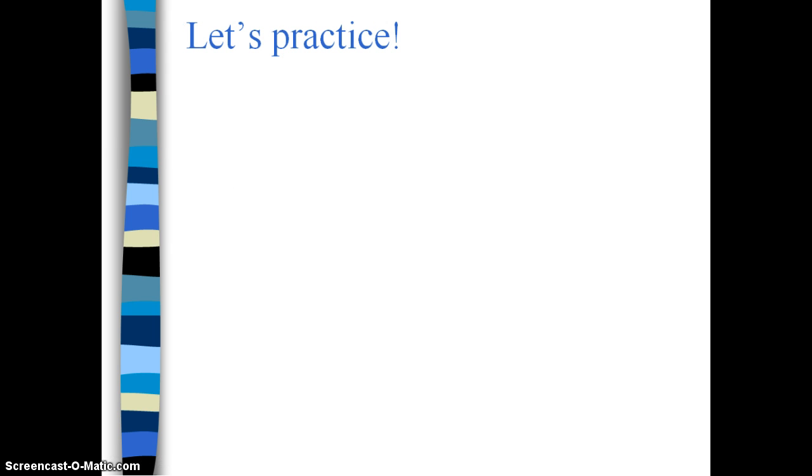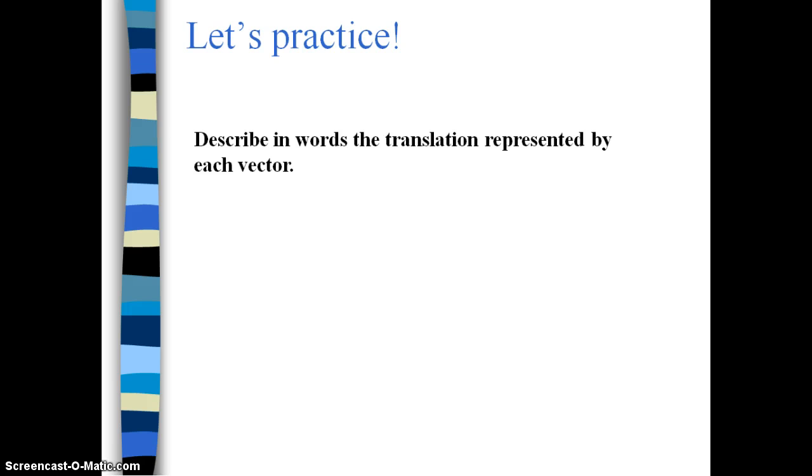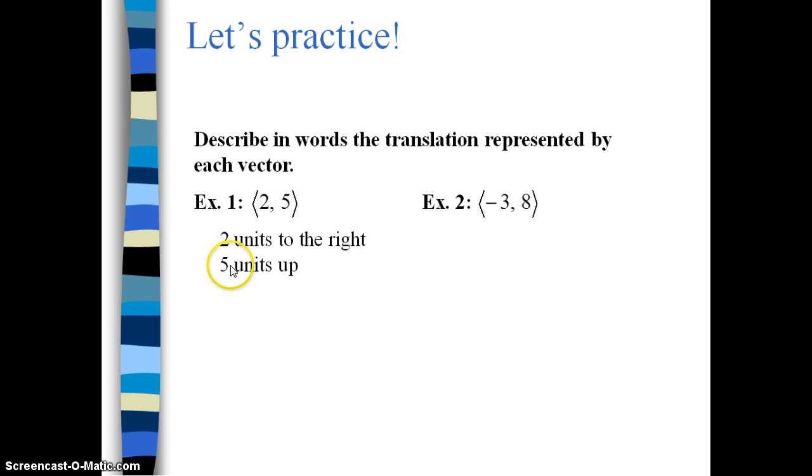So let's practice using vectors. Describe in words the translation represented by each vector. So whenever you're looking at a vector, remember X is left or right, Y is up or down. So <2, 5> is telling me that I'm going to move 2 units to the right and 5 units up, because they're both positive. The next one, <-3, 8>, tells me I'm going to move 3 units to the left, and 8 tells me I'm going to move 8 units up.